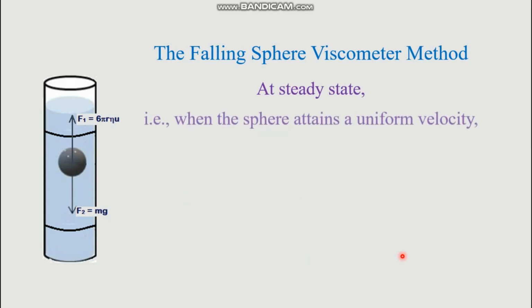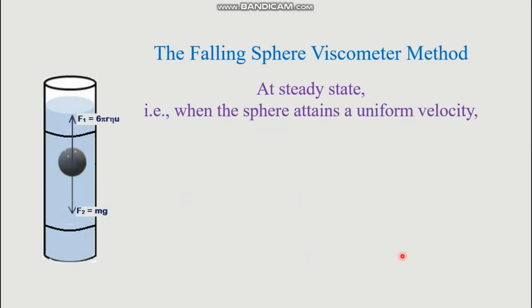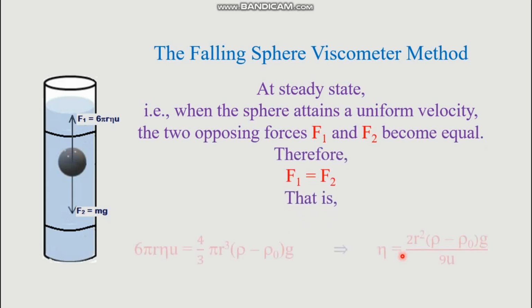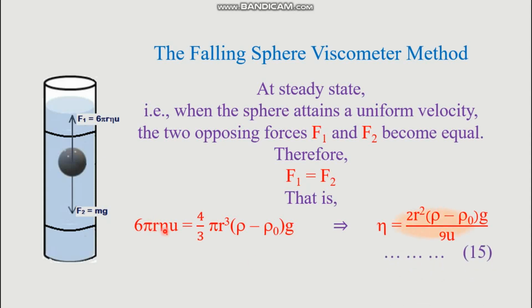At steady state, that is when the sphere attains a uniform velocity, the two opposing forces F1 and F2 become equal. Therefore F1 equals F2, that is 6 pi r eta u equals 4 by 3 pi r cube (rho minus rho 0) g. So after rearranging this, we get the expression of eta, which is 2 r squared (rho minus rho 0) g by 9u, and this is equation number 15, and this is the law by which the viscosity of a liquid by falling sphere method can be determined.